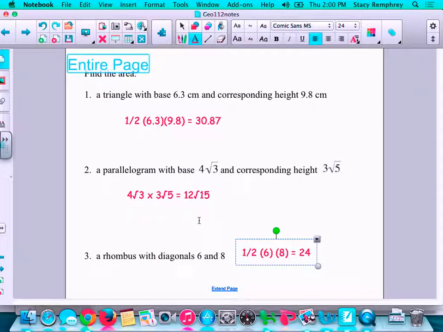Okay, here I have your answers. Area of a triangle is half the base times the height. When it says the corresponding height, that just means the height that corresponds to this base, that goes to that base. The parallelogram is base times height, so you can see my work here. And for the rhombus, I use the formula 1/2 diagonal 1 times diagonal 2 is equal to the area.